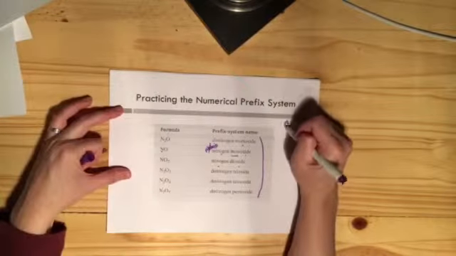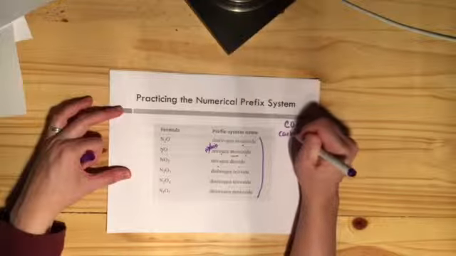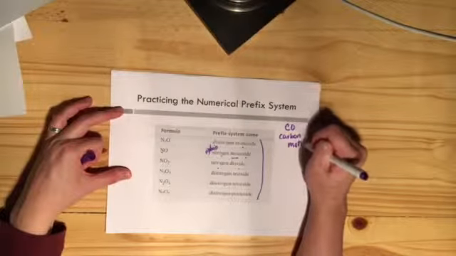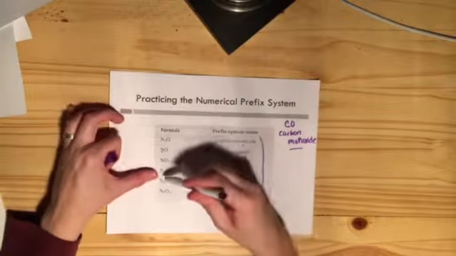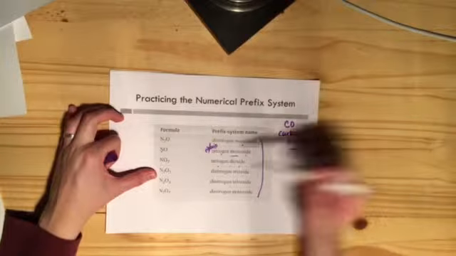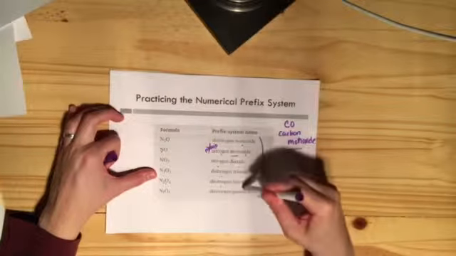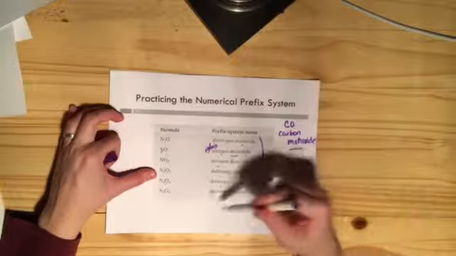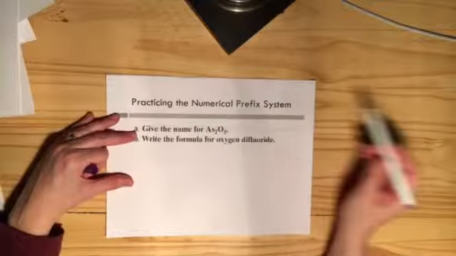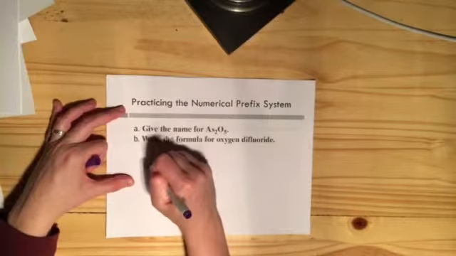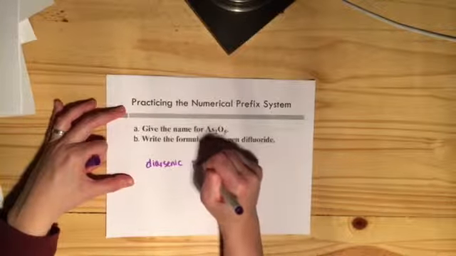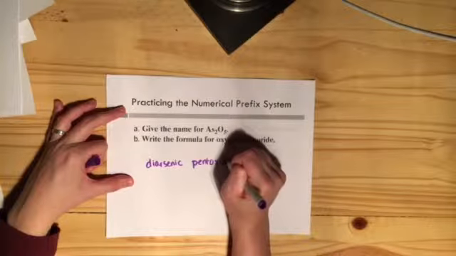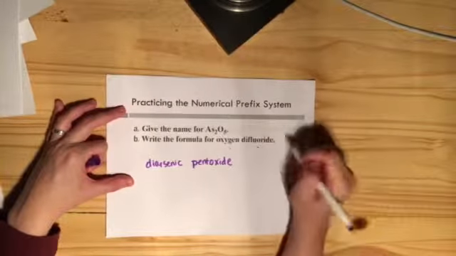So something like CO is carbon monoxide. So the mono is used if it's second, not first. N2O3, dinitrogen trioxide. N2O4, dinitrogen tetroxide. N2O5, dinitrogen pentoxide. So here, give the name for As2O5. It would be diarsenic pentoxide. Oxygen difluoride, OF2.